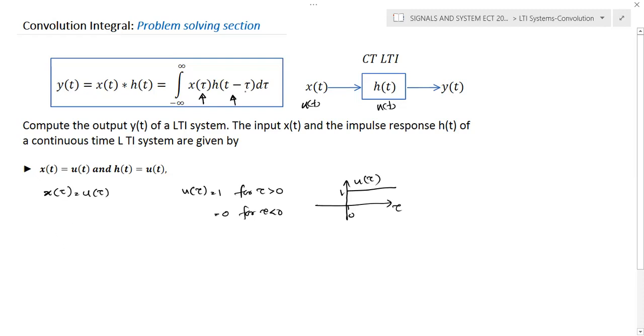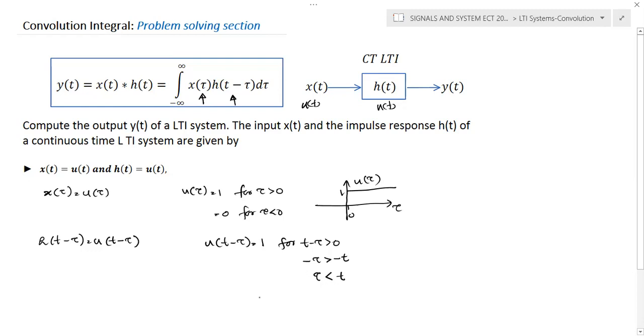Now we required h of t minus tau, and h of t is already given. So we can calculate h of t minus tau by simply replacing t with t minus tau. On the right side, if you replace t with t minus tau, it becomes u of t minus tau. And we can write the definition of u of t minus tau, because the step signal is equal to 1 for t minus tau greater than 0, or you can write minus tau greater than minus t. Because we require it in terms of tau, you can multiply by minus 1, so it becomes tau less than t. Then the sign will change.